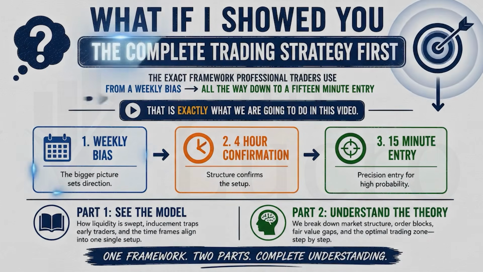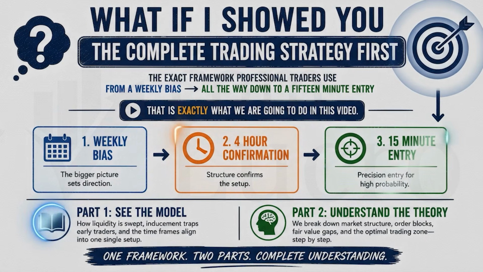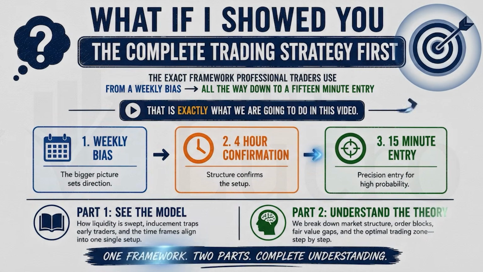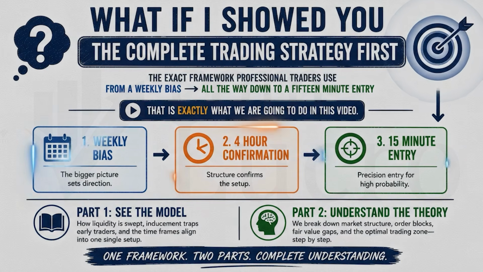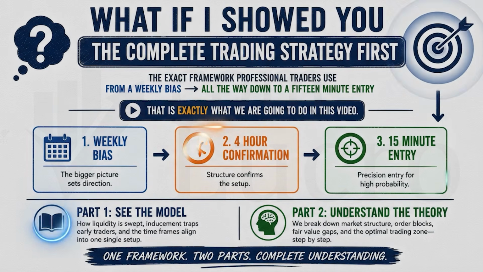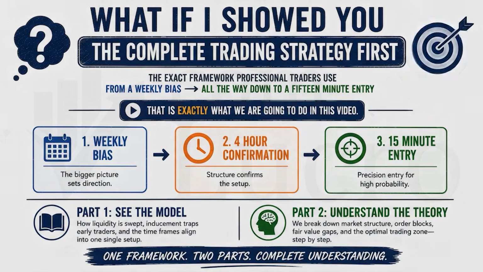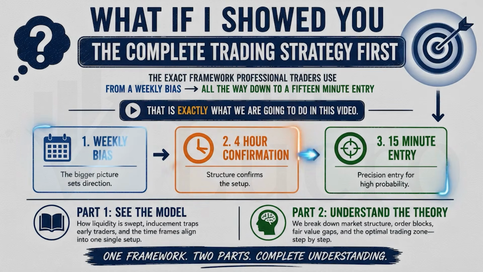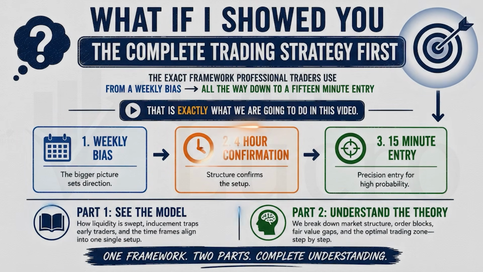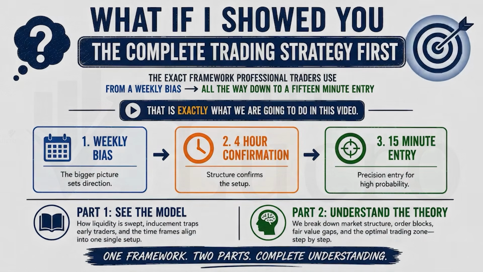In the first part, you will see the full execution model, how institutions sweep liquidity, how inducement traps early buyers before the real move, and how the weekly, 4-hour, and 15-minute charts align into one single setup. Some terms may sound new at first. Order blocks, fair value gaps, the optimal trading zone. Do not worry. Stay until the end, because in the second part, we will break down the market structure behind every one of those levels, step by step.